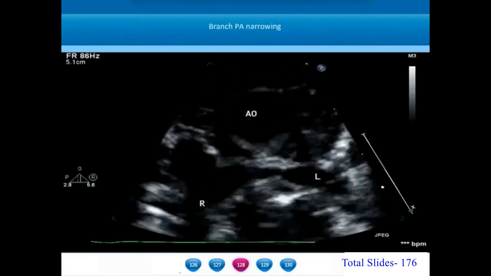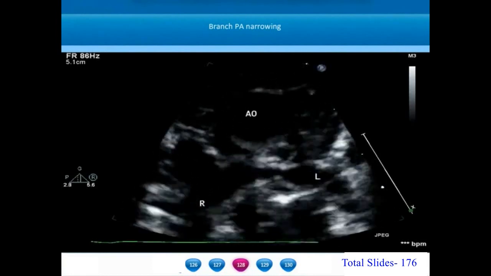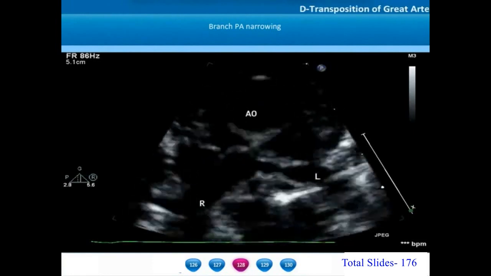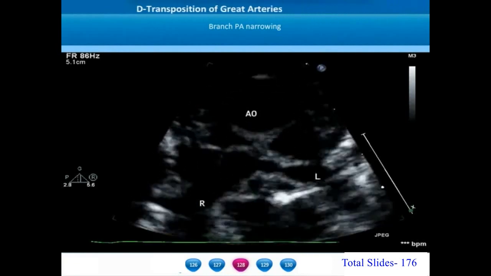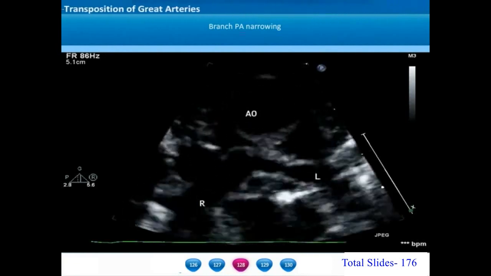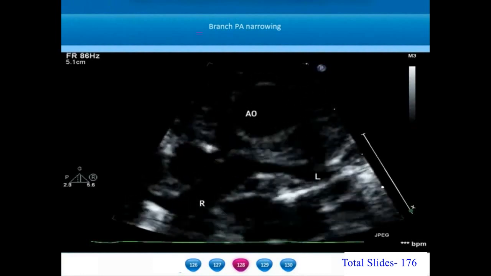Transposition of great arteries is normally associated with normal sized or larger branch pulmonary arteries. Very rarely there can be branch pulmonary artery narrowing, very often in the region where the ductus gets inserted. This is a patient with an L-malposed aorta. We can see the left and anterior aorta. The pulmonary artery bifurcation is shown.